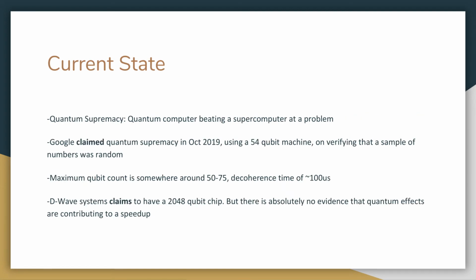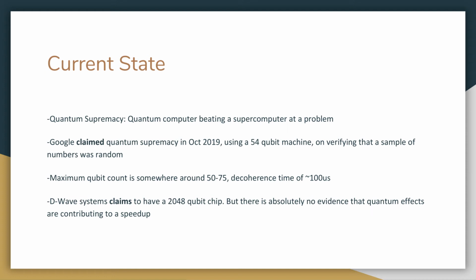So I guess we can talk about the current state of quantum computing. Quantum supremacy is a term that's been thrown around, and it's defined as a quantum computer beating a supercomputer at a problem. This can be a quantum computer factoring a number quicker than the supercomputer or whatever. Google claimed to achieve this in October of 2019 on verifying that a sample of a number was random. IBM challenged this. Google stated that doing this would take 10,000 years with a supercomputer, while IBM claimed it would take 2 days or something. So this claim of quantum supremacy is currently disputed.